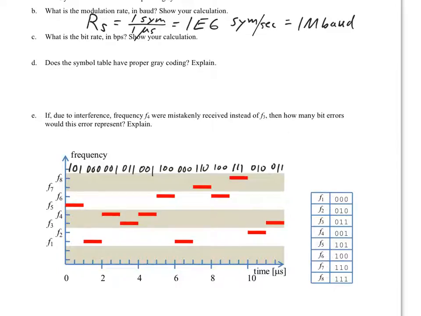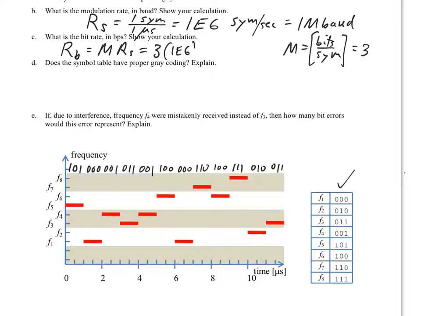Okay, the bit rate in bits per second. Well, we know that the bit rate is m times the symbol rate, where m is the number of bits per symbol. And in our example here, we have 3 bits per symbol. So I can just immediately write 3 times 1e6, and I get 3 times 10 to the 6th bits per second, or 3 megabits per second. Notice that I'm putting units on my numbers and being very careful about plugging into the equations only after I've written down the value.